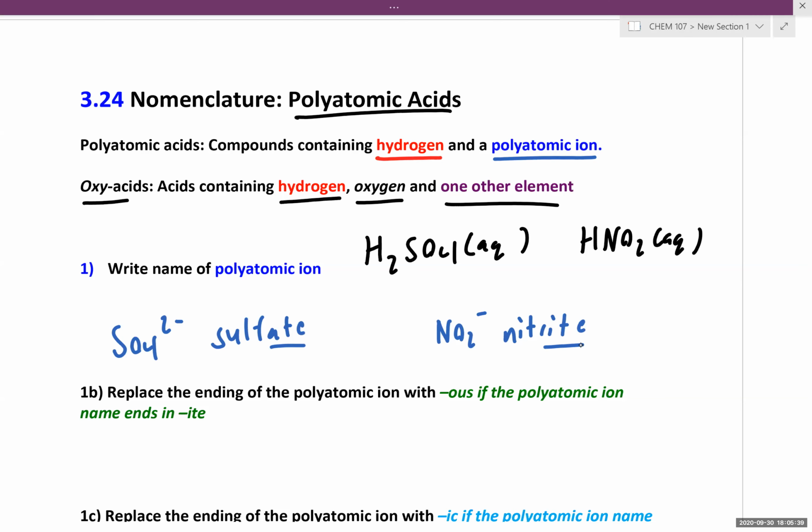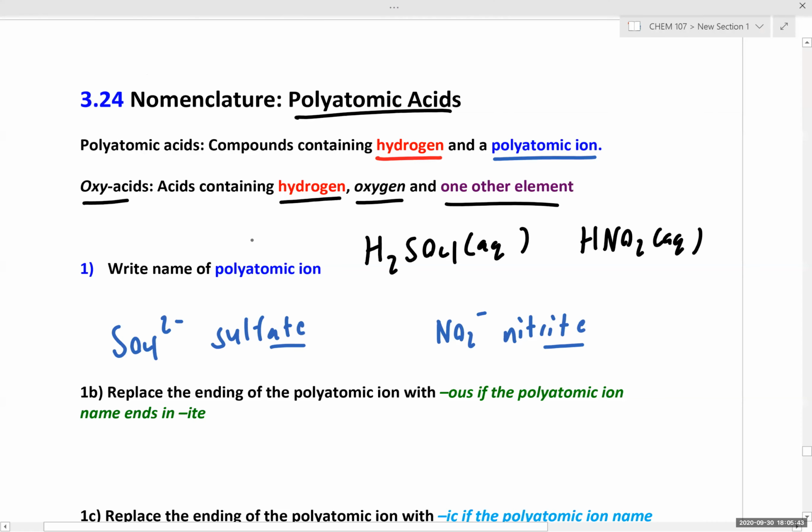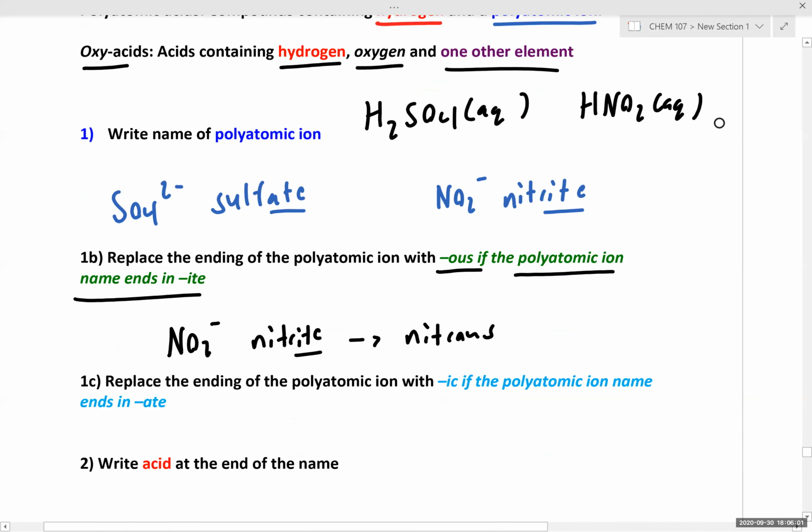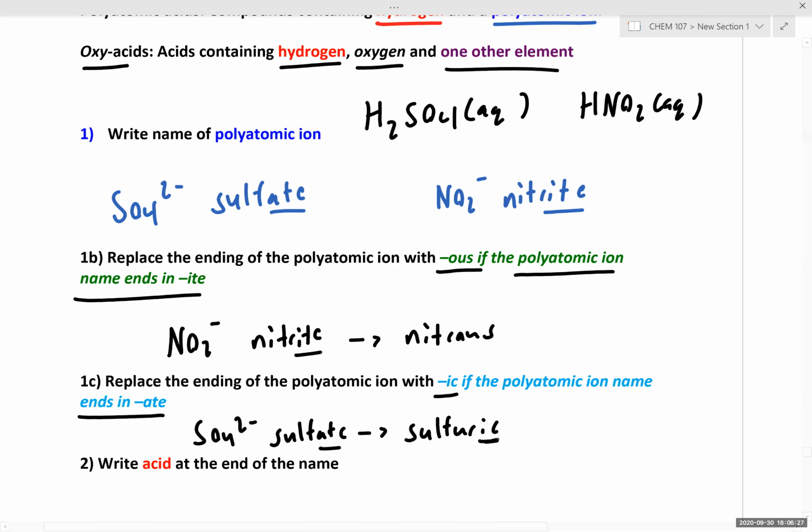Okay, so next we change the ending of our polyatomic ion to OUS if the polyatomic ion name ends in ITE. So for NO2-, we change nitrite to nitrous. As a corollary to this, for SO4 2-, which is sulfate, we replace the ending with IC if the polyatomic ion name ends in ATE. So sulfate, this is a bit of an exception, turns into sulfuric. So you replace the ATE ending with IC. Does that make sense to everyone?